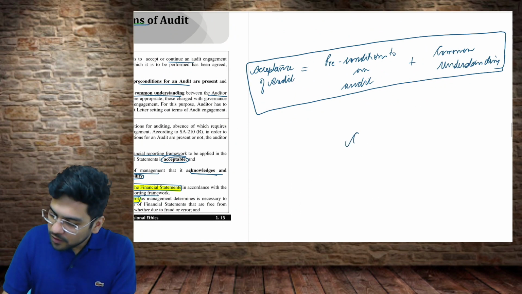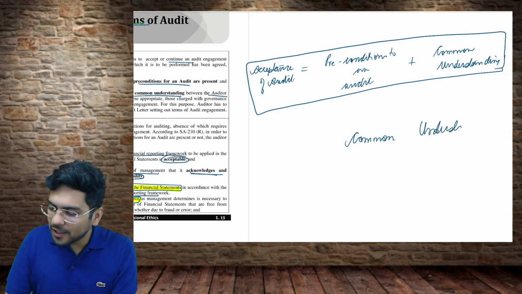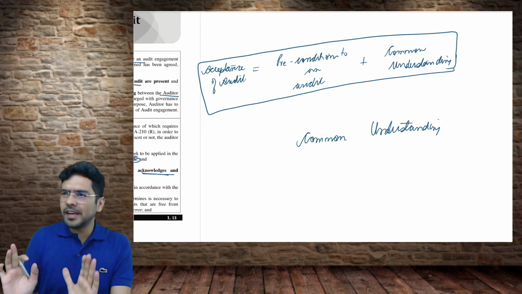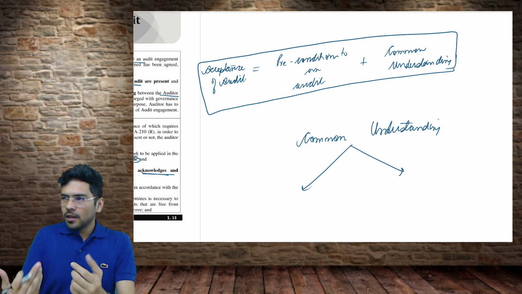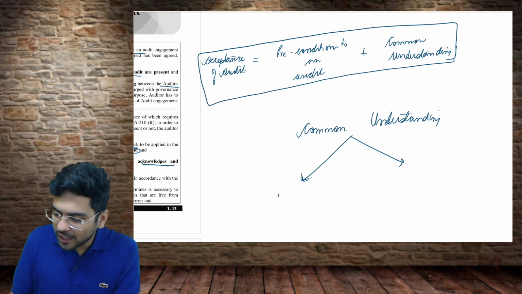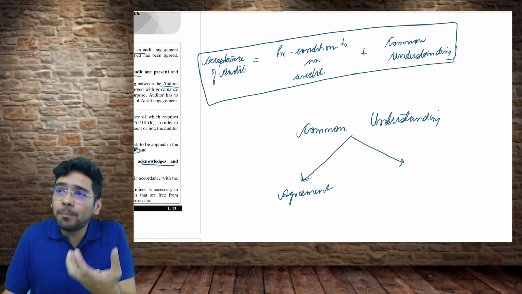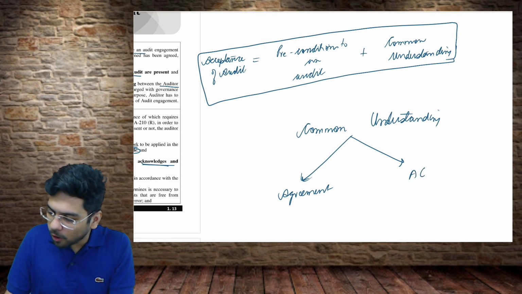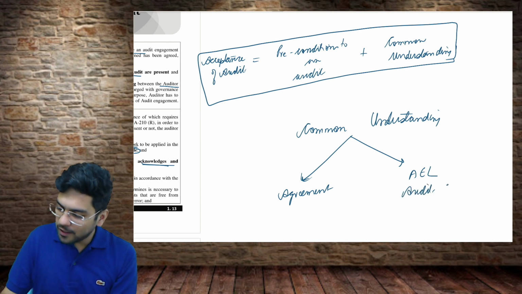Common understanding. Now, this common understanding means that the terms and conditions between the auditor and the auditee should be very clear. This common understanding can be made in two ways. One is a formal agreement made on stamp paper, or the more acceptable thing that is actually practiced worldwide is something called AEL. AEL is called audit engagement letter.